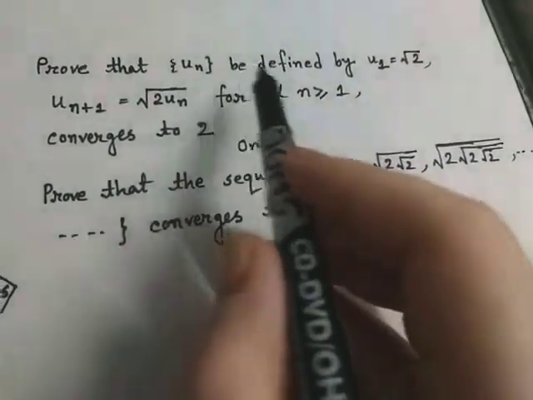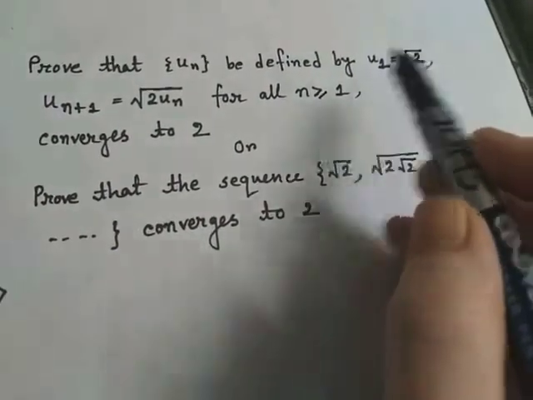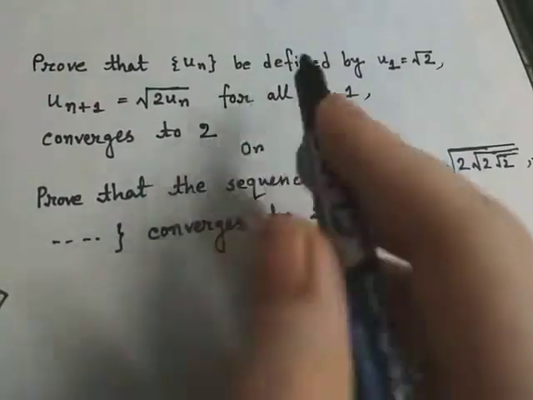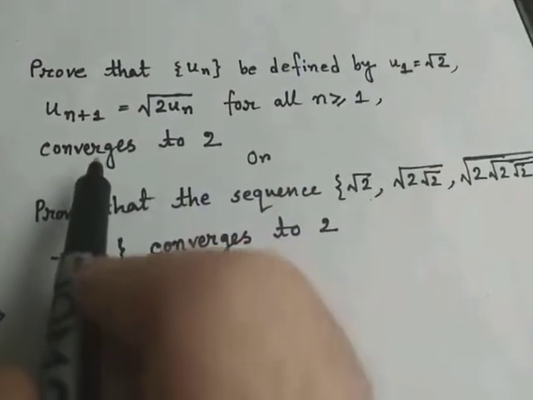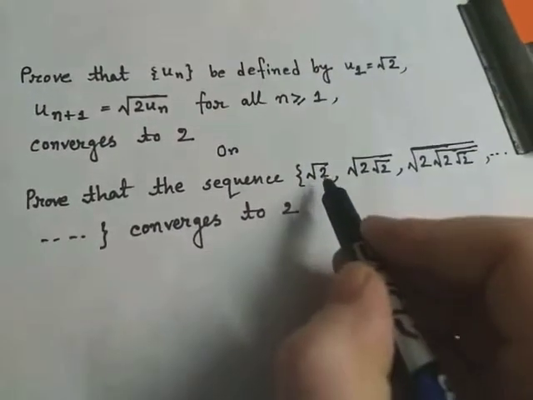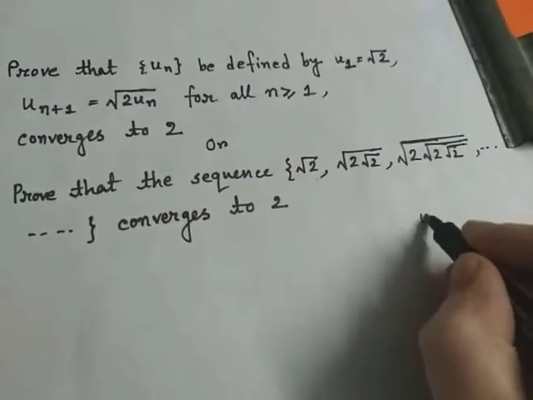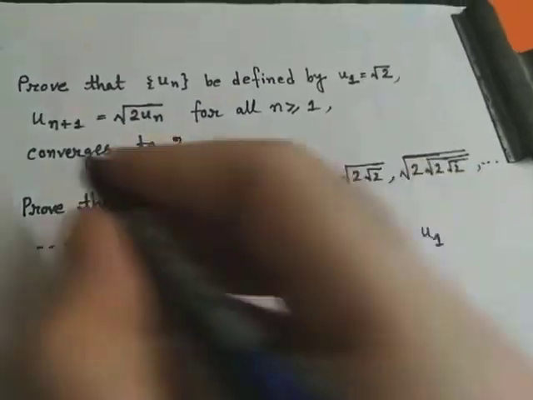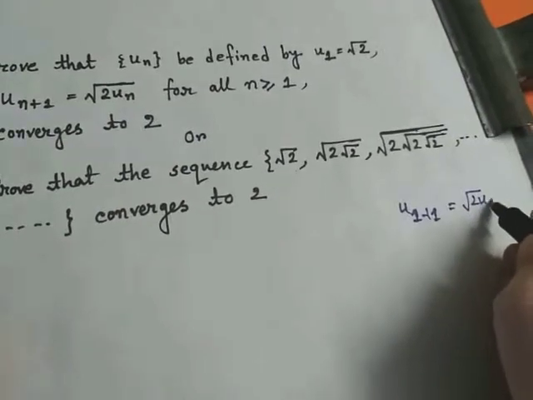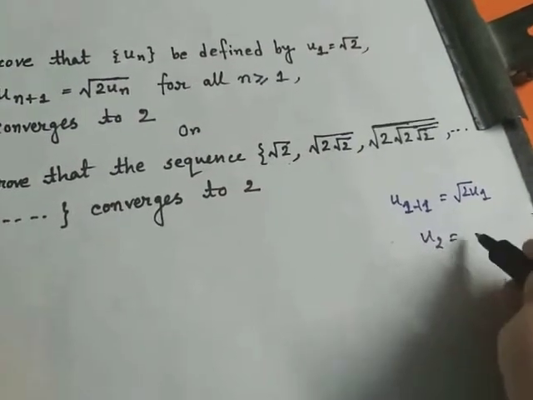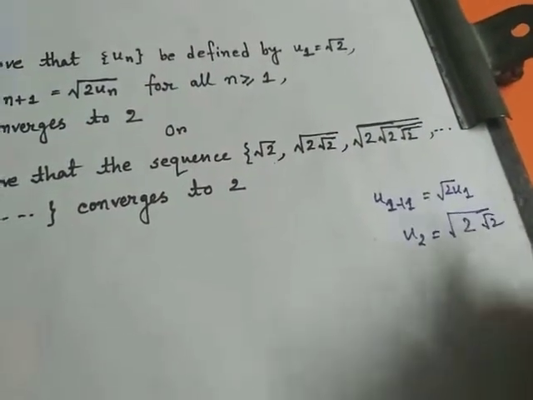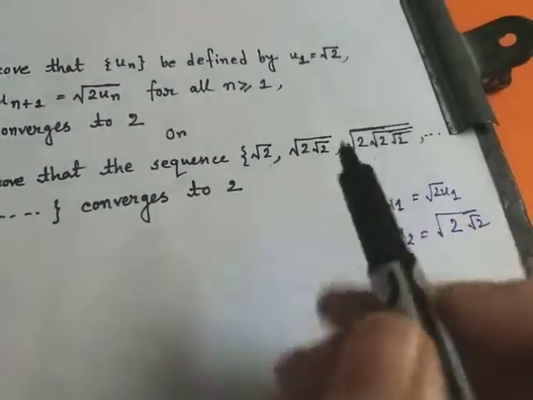Prove that the sequence un defined by u1 equals root 2, un+1 equals root over 2un for all n greater than or equal to 1, converges to 2. We can write this sequence as follows: the first element is root 2. For u2, put n equals 1, so u2 equals root over 2u1, and u1 means root 2, so the second element is root over 2 root 2.